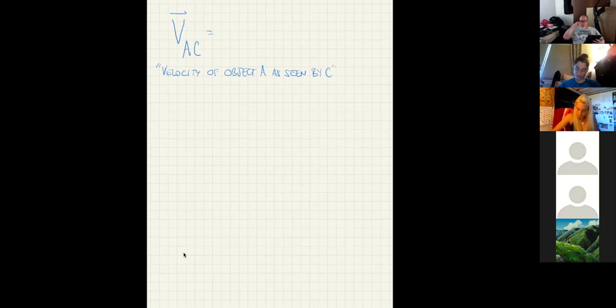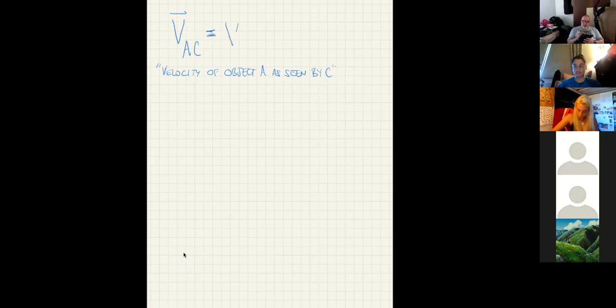So A could be a spaceship and C could be the Earth. So if you draw a picture of the Earth and a picture of the spaceship, and you say to the right is the X direction and up is the Y direction, then everybody has to agree anything going to the right is a positive X direction, and anything going upwards is a positive Y direction. Now you can actually use the relative velocity equation like this.